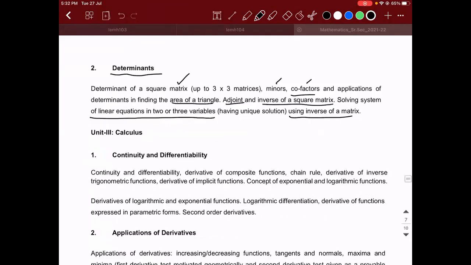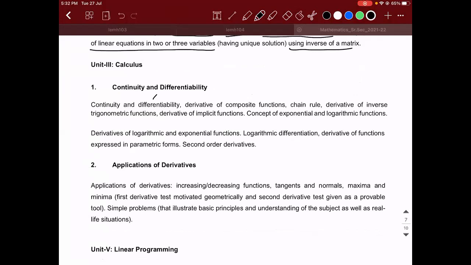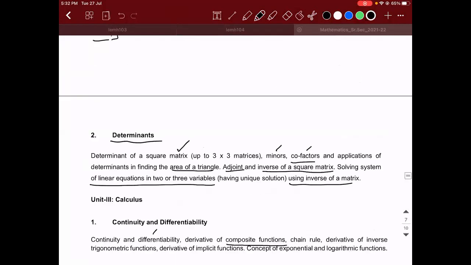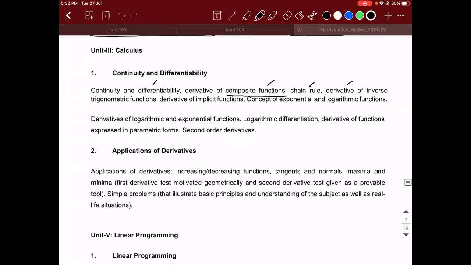Sorry. Continuity and differentiability. We have learned the first exercise. Here they speak about the derivative of composite functions, and here they have removed it. I don't know what logic it is. Derivative of composite functions, chain rule, derivative of inverse trigonometric functions. Obviously, you need to know the properties, right? Then derivative of implicit functions, the concept of exponential and logarithmic functions, logarithmic differentiation, that is exercise 5.5, derivative of functions expressed in parametric forms, and second order derivative.